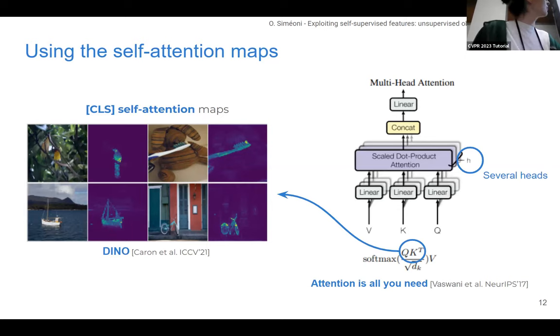Those self-attention maps are produced by using the keys and queries features in the last attention layer. What you can see here is one selected attention map in the different heads. The way the multi-head attention works is that you have several heads, and here they basically picked some visualizations for their images.